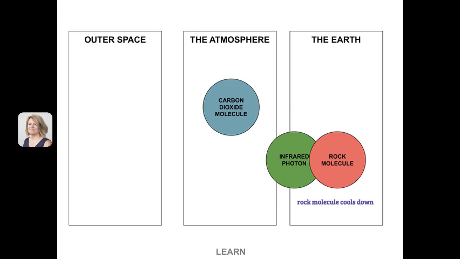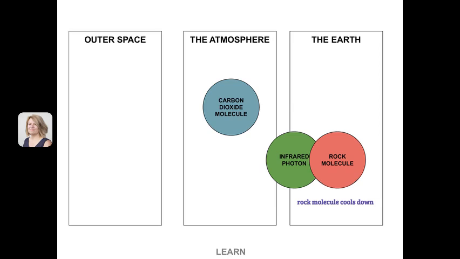So remember, we had a visible light photon coming into the rock molecule to excite it, to make it vibrate more. As it vibrates less and starts to cool down, it radiates that heat energy, which is in the form of infrared photons. So while the visible light photons are little packets of energy we can see, infrared photons are little packets of energy that we can feel. You can think of them as little heat packets, okay?